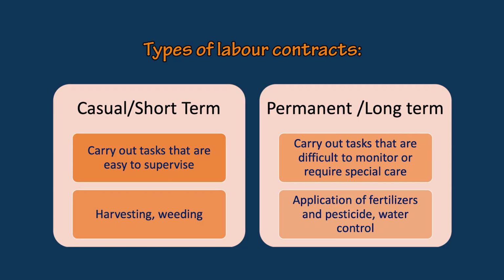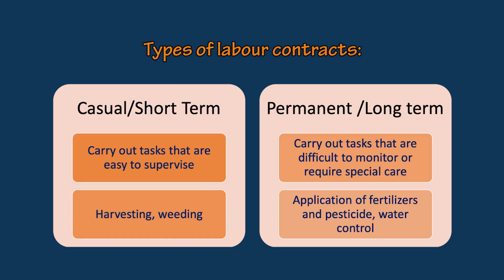If we look at the labor market, we find that mainly there are two types of labor contracts: casual or short term labor contracts and permanent or long term labor contracts. Casual labor contracts are generally made for the tasks that are comparatively easy to supervise. On the other hand, permanent or long term contracts are made in cases where the tasks are difficult to monitor or require some special care.